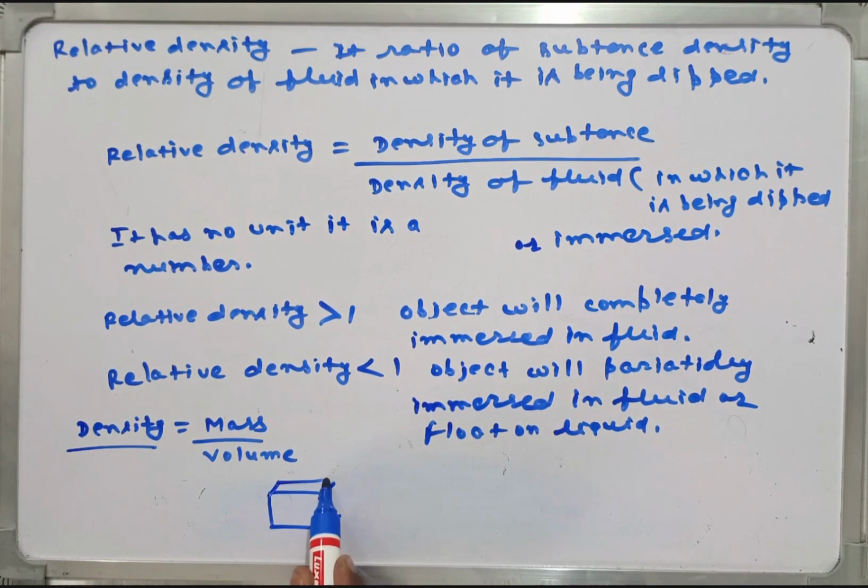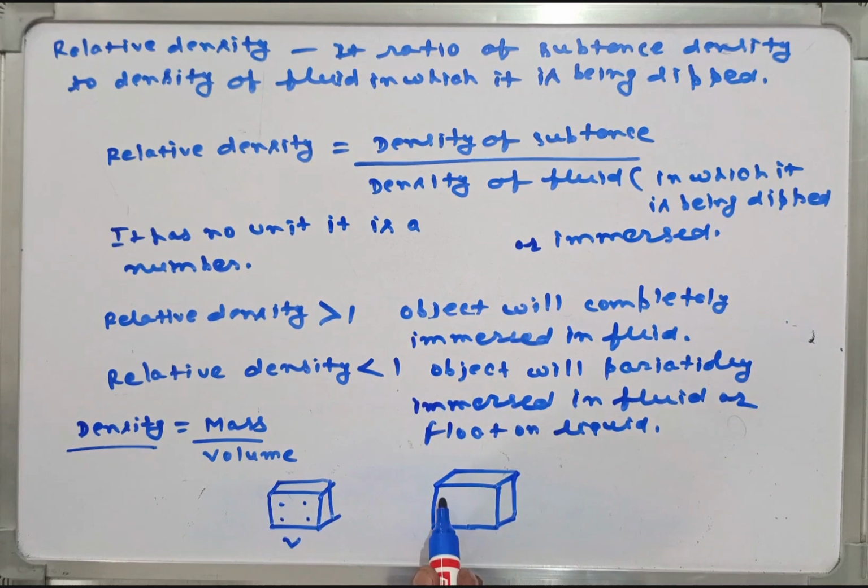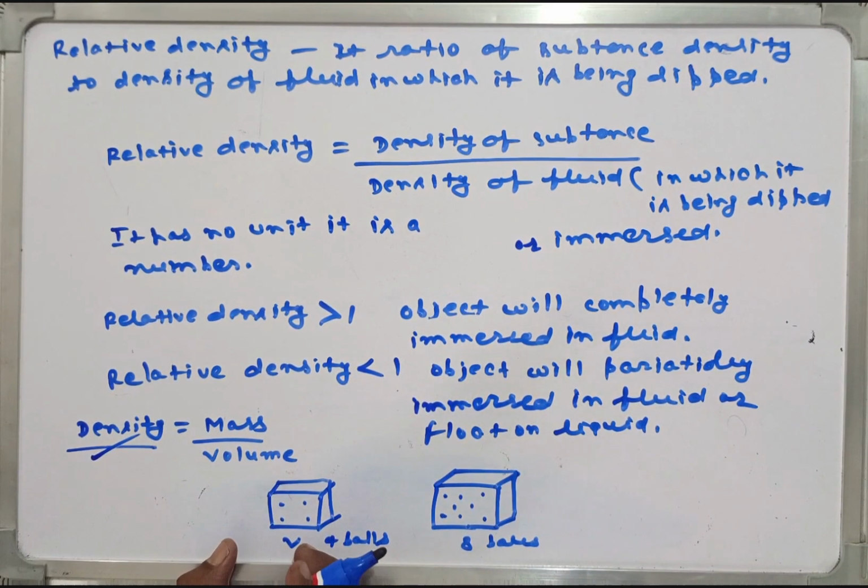Suppose this one is a cube, and its volume is V. Just see which one is more dense. Suppose here we put 4 balls, or in this case we put 8 balls, of similar mass and shape. So what you see is, in the same volume, when more objects are occupied, its density will be more, and wherever fewer objects are occupied in a given volume, its density is less.